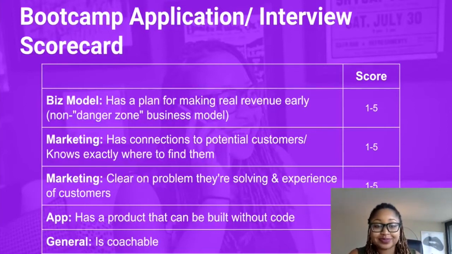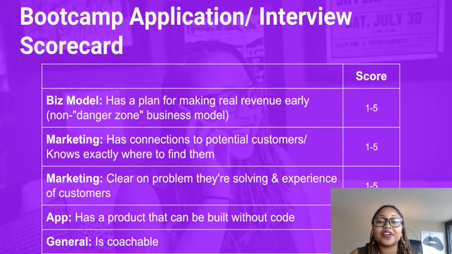Now, the second thing that we're looking for is marketing. Do you have connections to potential customers, or do you know exactly where to find them? Right? We're going to be asking you some questions about that in your application and in your interview. This is another thing that we look for. Do you know where to find your customers? You may not know everything, but we want to see that you have a start. Also, there's another piece of marketing category on this scorecard.